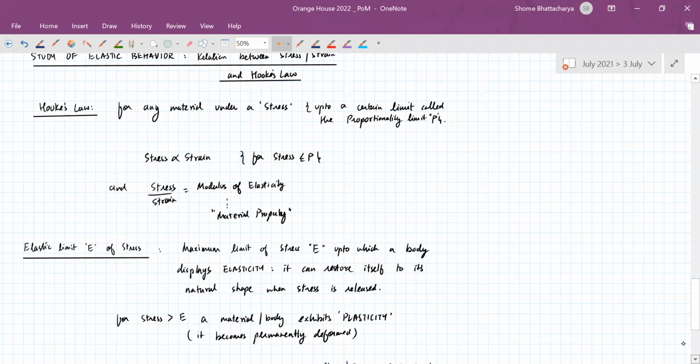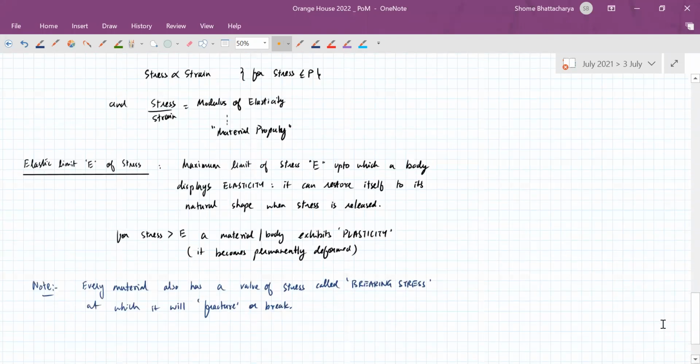And finally, at a certain value of stress called the breaking stress, not only is the material permanently deformed, but it will fracture or break at its weakest point when subjected to that kind of high stress.